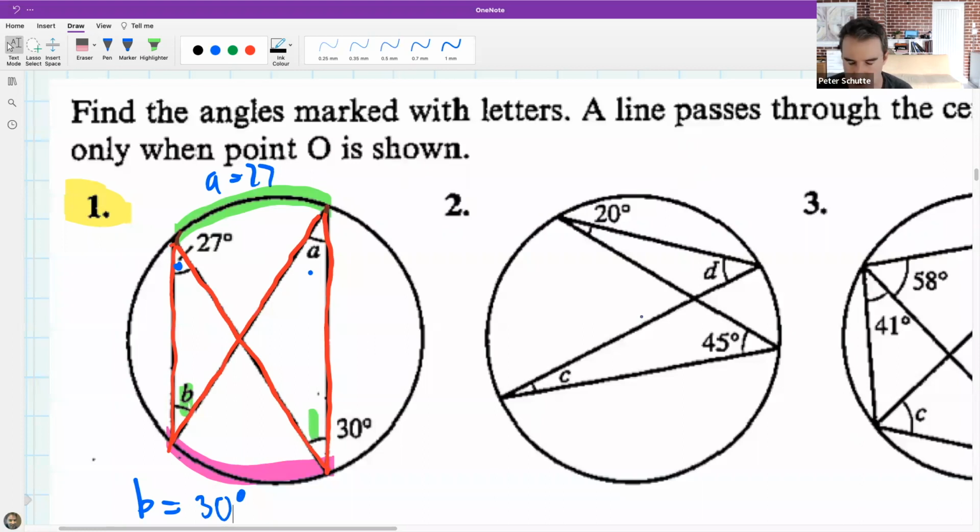Can we do number 2? I want you to find me C and D. I like what I'm seeing.